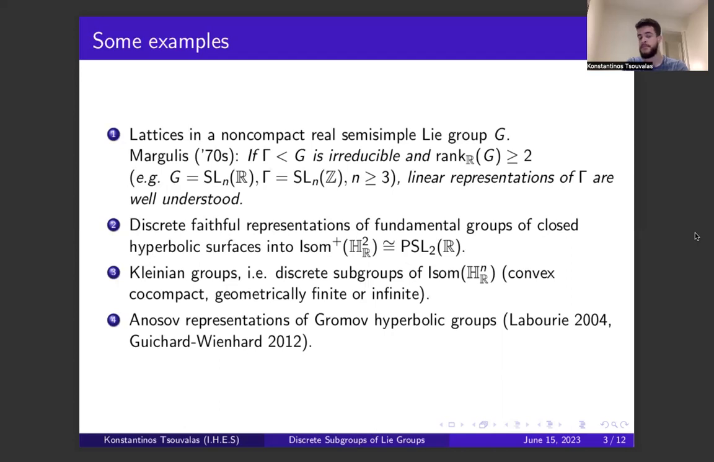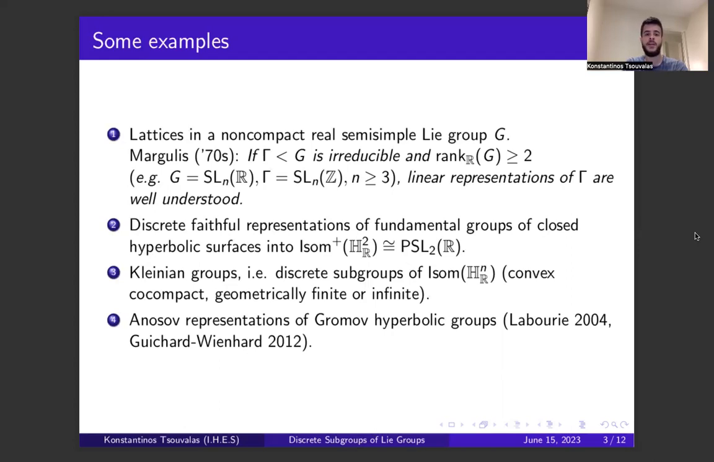Another class of examples are Kleinian groups, which refers to discrete subgroups of the isometry group of the real hyperbolic space H^n when n is greater than or equal to 3. And there are many such types of Kleinian groups, for example, convex cocompact and geometrically finite.